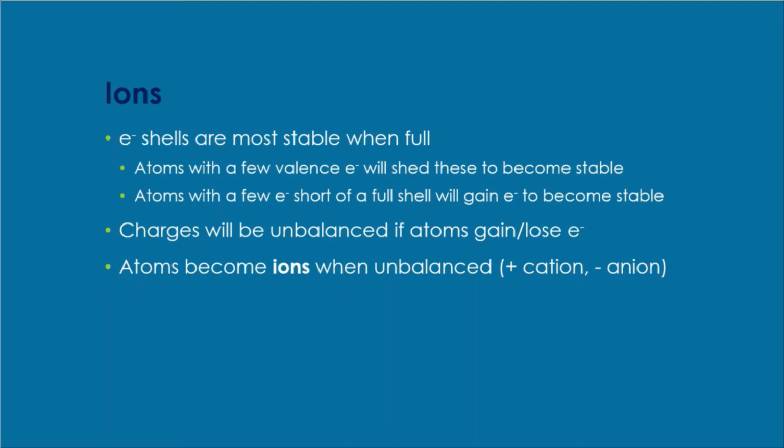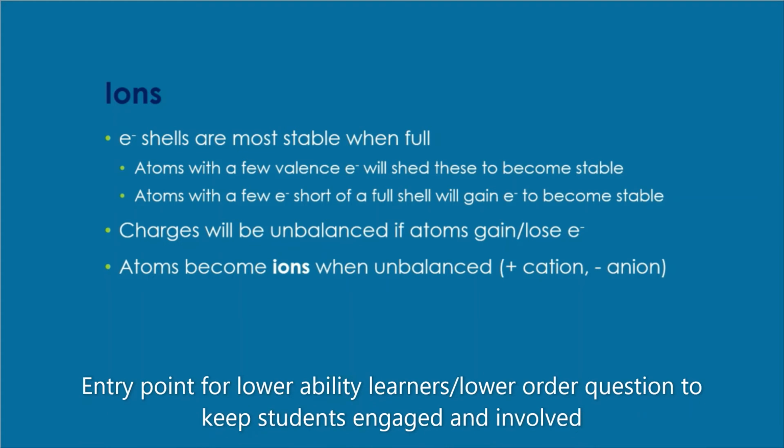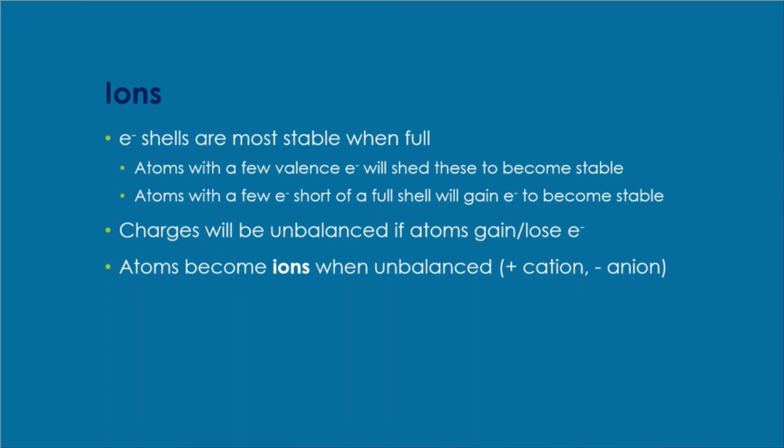It's the opposite for atoms that have a few electrons short of a full shell. It's much easier for them to just gain electrons to get a full shell than it is for them to get rid of all of their outer shell electrons. If they're gaining electrons, are they going to be positive or negative overall? Great, they'll be negative because they've got more negative charges because of more electrons. When atoms are unbalanced, they're called ions. Positive ions are called cations and negative ions are called anions.